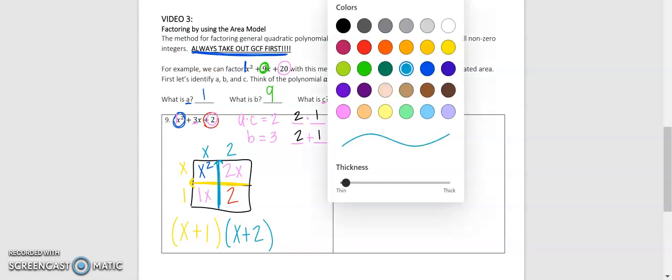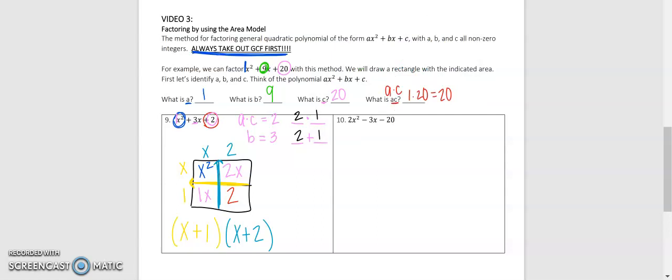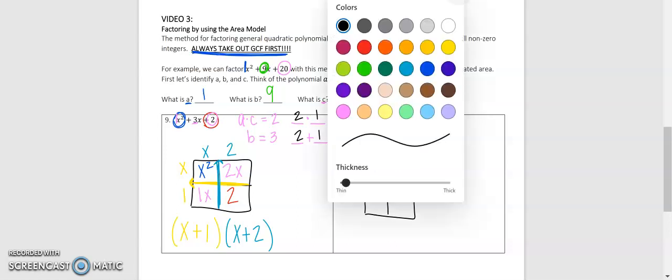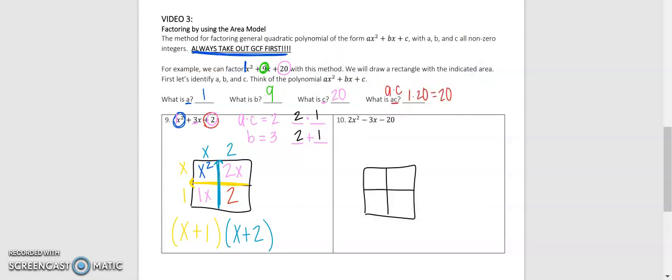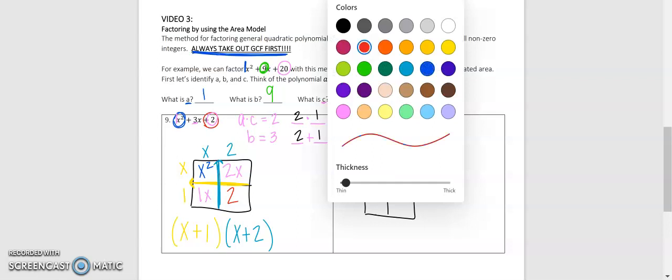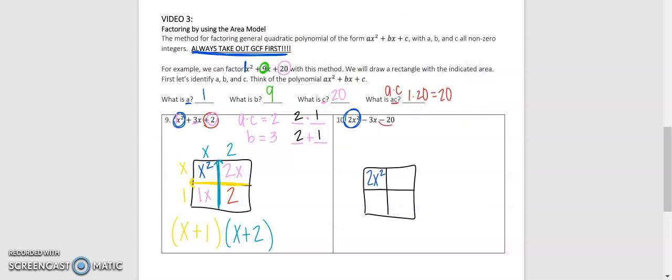So let's do it again with our last example here. We have 2x squared minus 3x minus 20. Again, start with your area model. Let's fill in what we do know. We've got 2x squared here, so that's going to go in the top left-hand corner. We've got a negative 20 here.